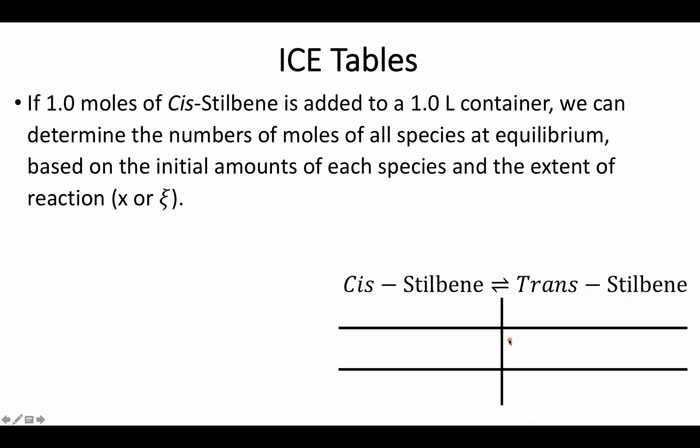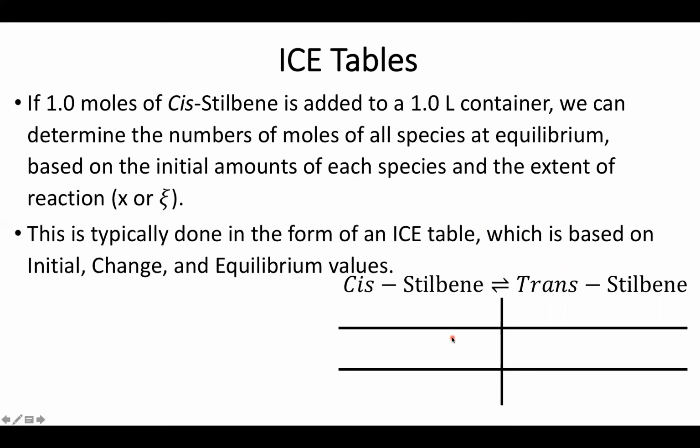This is going to be useful as we're going to try and look at what happens if I throw 1 mole of cis-stilbene into a 1 liter container. So this means I'm working with 1 molar cis-stilbene, and now I want to try and figure out how many moles of cis-stilbene will end up transforming into trans-stilbene once we reach equilibrium. And we can base this on the initial amounts of each species. So I'm going to start with 1 mole of cis-stilbene and 0 moles of trans. And now I need to figure out essentially whether the reaction ends up increasing or decreasing each species and by how much. And we're going to do this using what's called an ice table.